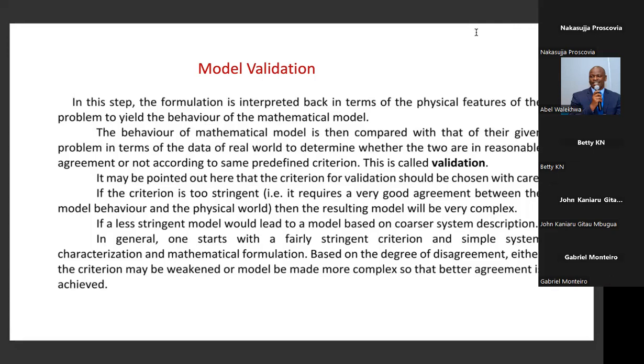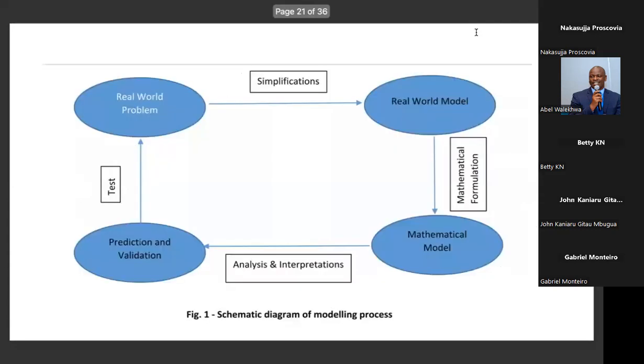Otherwise, based on the degree of disagreement, either the criterion may be weakened or the model may be made more complex. So you have to balance, you have to know what you need and how to get it without setting stringent conditions, and without simplifying the model so much that it no longer conforms to tuberculosis, for example.